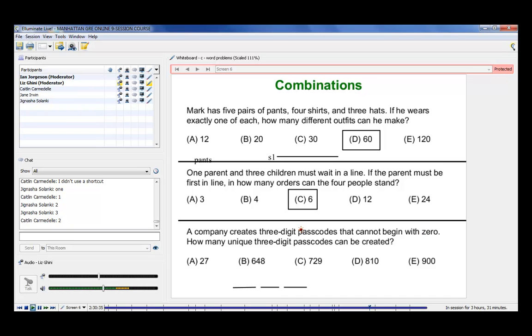3 digits. How many possibilities do I have for that first digit? 9, exactly. I can't pick 0. Now, for the second digit, how many possibilities? I can't pick 0 for the first. How about for the second digit? 10, exactly. What about for the third digit?